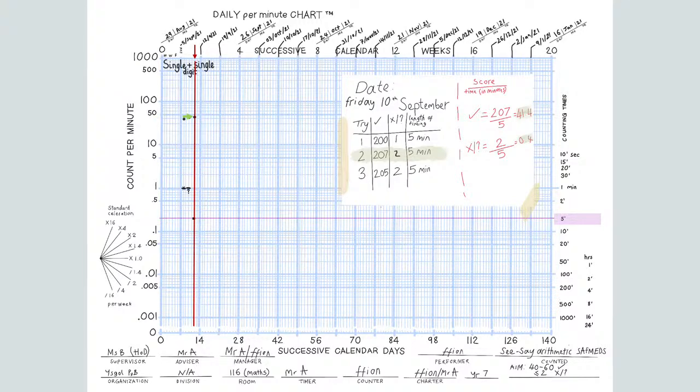On the same trial, Fion placed 2 cards in her not yet pile. 2 divided by 5 is 0.4. So find 0.4 using the left-hand axes and plot the cross.